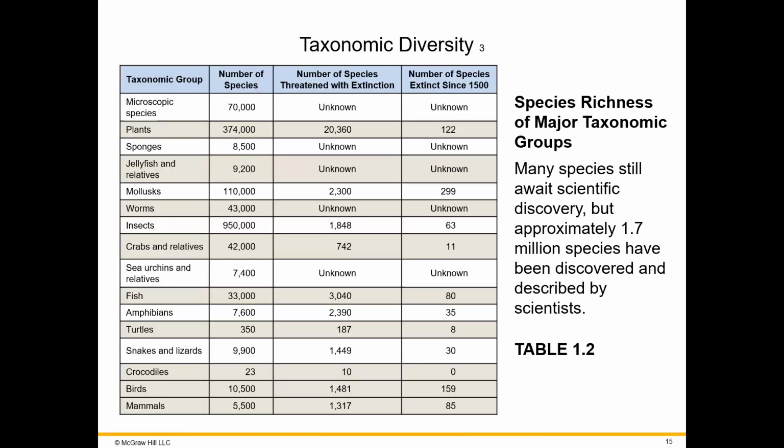Here you can see the species richness of major taxonomic groups. But please remember that so many species have not been discovered. Approximately 1.7 million species have been, but millions and millions more are expected that have not been.